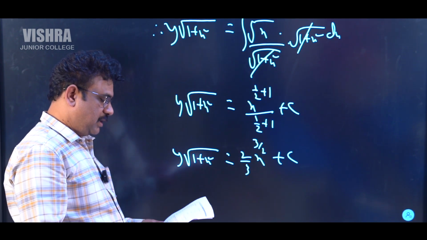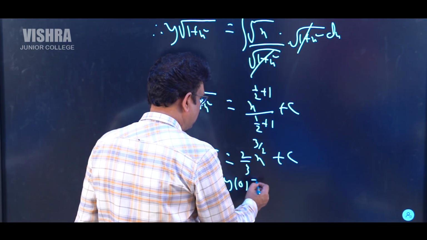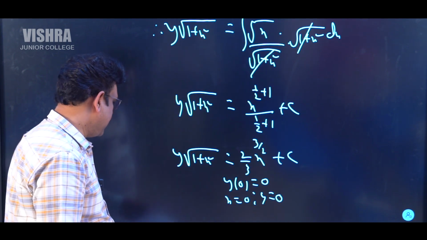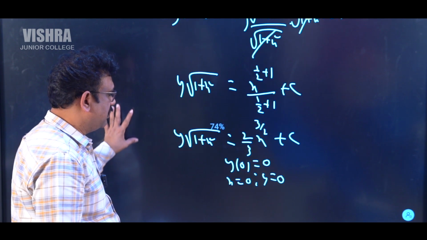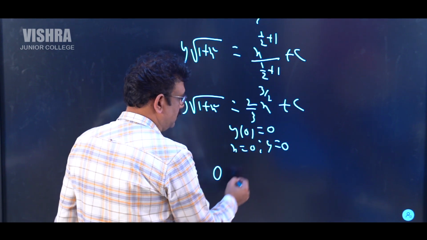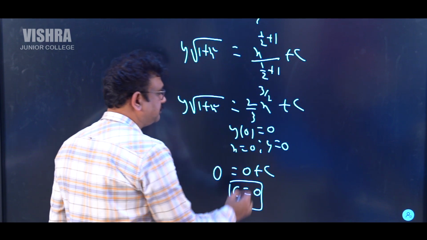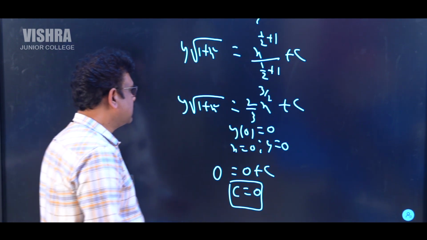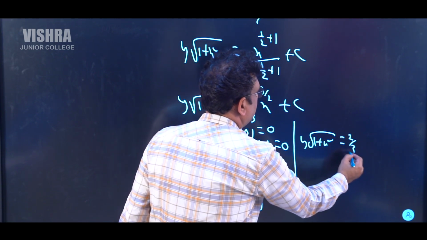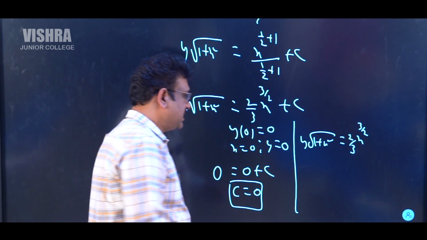Now given y of 0 is equal to 0, it means when x equal to 0, y equal to 0. So on substituting here we get 0 is equal to 0 plus c, so that c equal to 0. Therefore the equation is y root 1 plus x square is equal to 2 by 3 into x power 3 by 2.